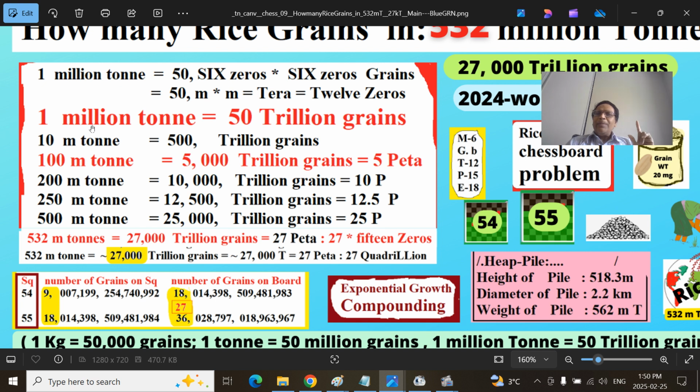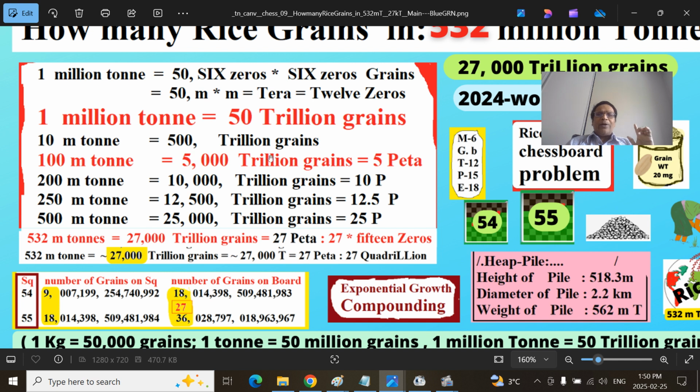That means instead of 1, you add one more zero, 10 million tons. That means the 50 becomes 500 trillion grains. If you make it 100 million tons, that is 2 more zeros than 1 million tons, so 100 million tons will contain 5 followed by 3 zeros. These are all trillion grains. This weight of 100 million tons contains 5,000 trillion grains.